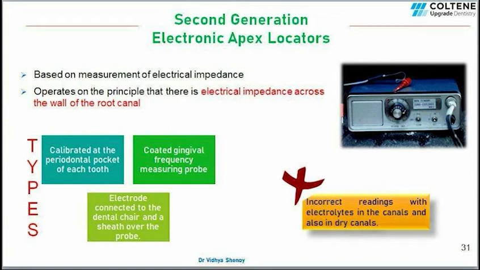There were many variations in design seen in this generation. Few apex locators had to be calibrated at the periodontal pocket of each tooth. Then there were coated gingival frequency measuring probes. Another model had an electrode connected to the dental chair. In spite of a lot of advancement in this generation, they gave inaccurate readings in both dry canals and in the presence of electrolytes. So these were discontinued.